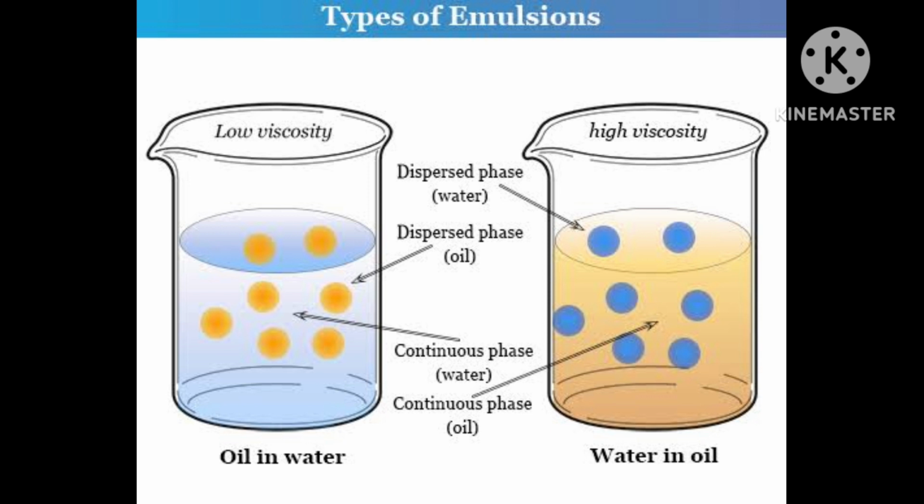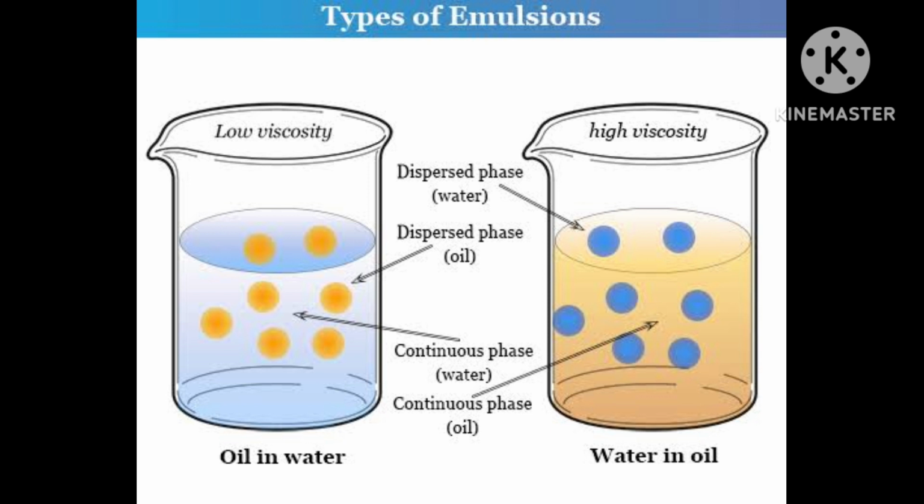How will we do this? First, by adding an electrolyte, and second, by adding a suitable solvent. When solvents such as alcohol and acetone are added to hydrophilic salts, hydrophilic means water loving, the dehydration of the dispersed phase occurs.